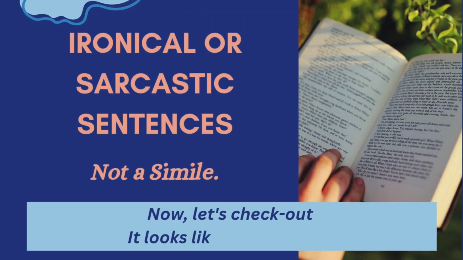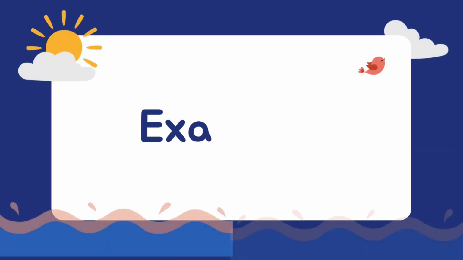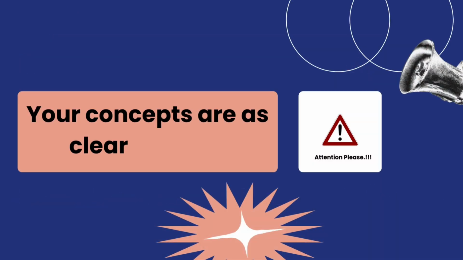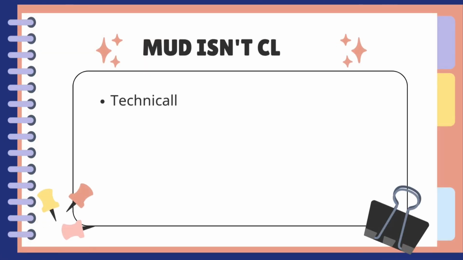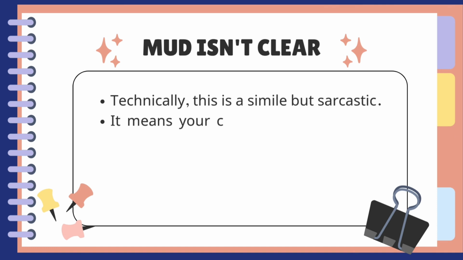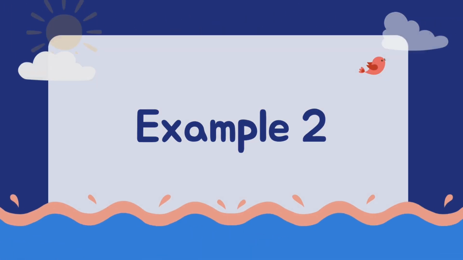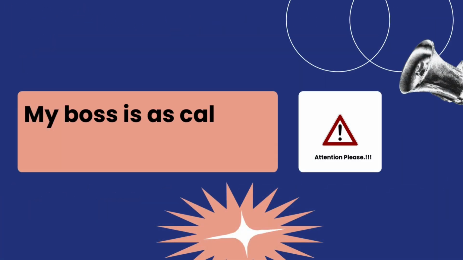Now let's have a look at our next, ironical or sarcastic sentence. It looks like a simile, but not exactly. Let's look into an example. Your concepts are as clear as mud. So technically this is a simile, but sarcastic. Why? Mud isn't clear. It means all your concepts are not clear. Whatever you are thinking, whatever you are having, it is not clear at all. So looking at this, you have to identify it is ironical.